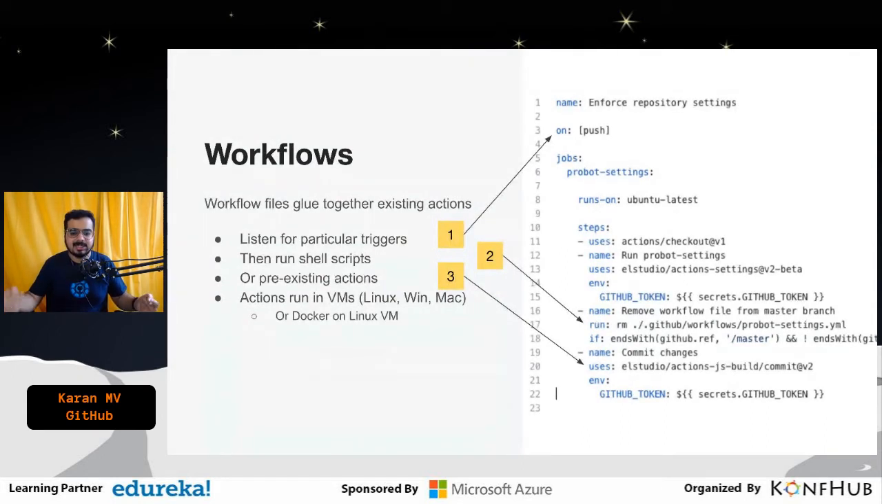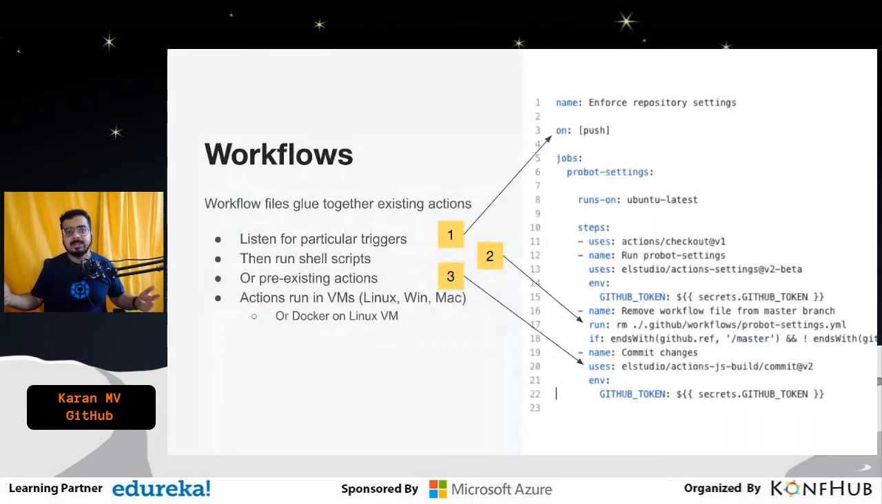You can use things like shell scripts as well. You can run shell scripts for your workflows, like where you can see there is an arrow of 2 pointing. It's running just a remove command of a YAML file. Or you can use pre-existing actions as well, where you can see in 3, it's using a pre-existing community built action. And all of these workflows run in virtual machines, which can be Linux, Windows, or even Mac.